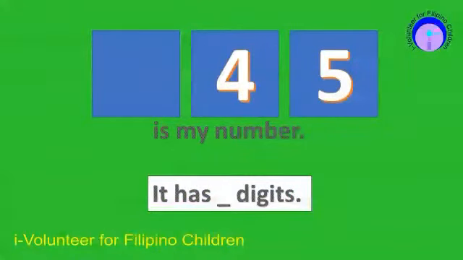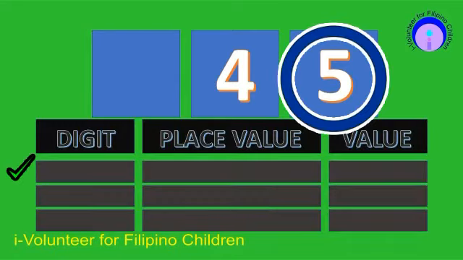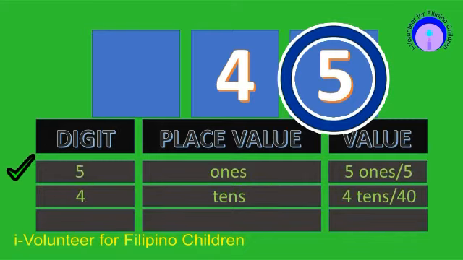What is your number? How many digits does your number have? 45 is my number, and it has 2 digits. What digit do you have? What place value does it belong to? What is the value of your digit? Digit 5 is in the ones place, and it has a value of 5 ones or 5.